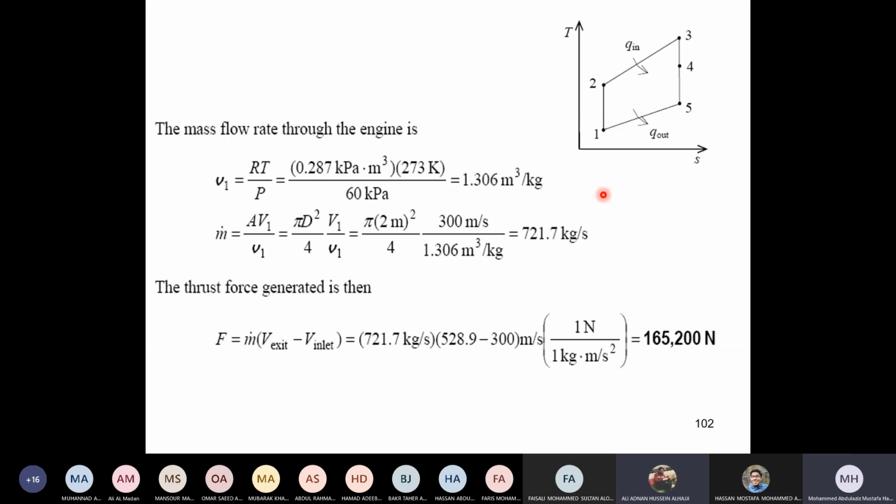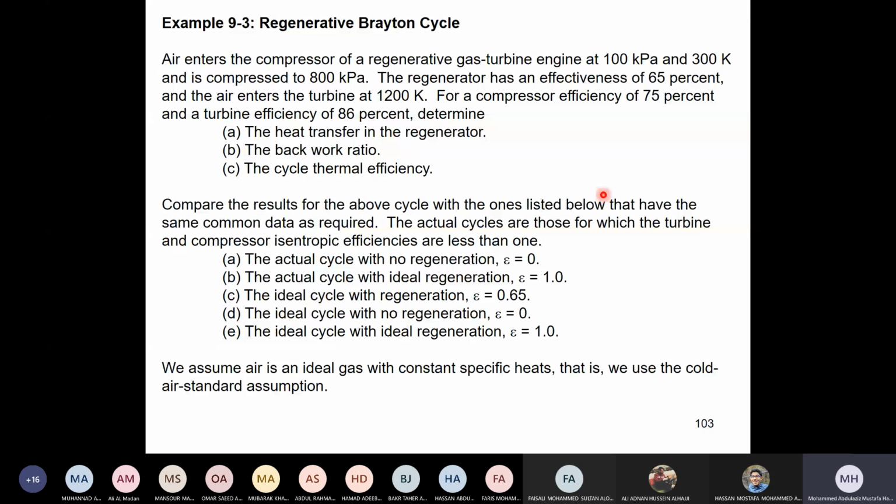But this is what we'll do with this. This ends this chapter here. I have another example on the regenerative Brayton cycle. This part is required for the midterm. So I'm giving an example on the regenerative Brayton cycle. It says air enters the compressor of a regenerative gas turbine engine. Normally we have pressure and temperature given, and compressed 2 means it's giving us the compressor ratio is 8.